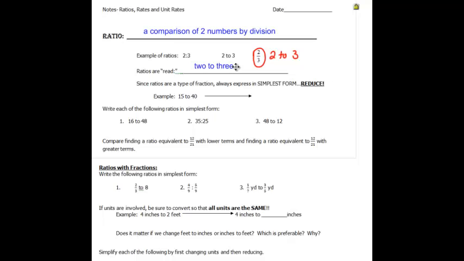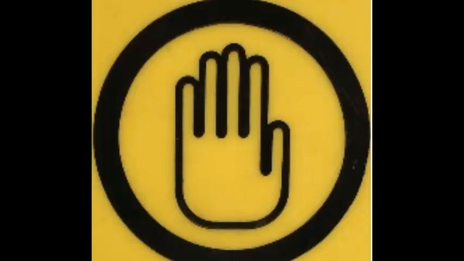Since ratios are a type of fraction, we always express them in simplest form. That means you have to reduce it. So 15 to 40 would be reduced, and you would get 3 to 8. Okay? So write each of the following in simplest form. You can go ahead and pause here and do that on your own.